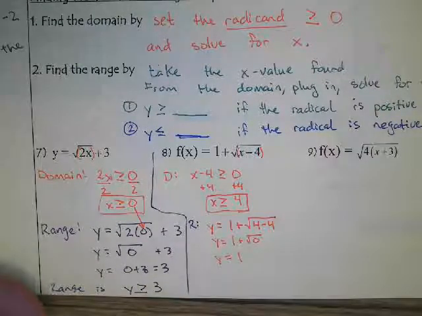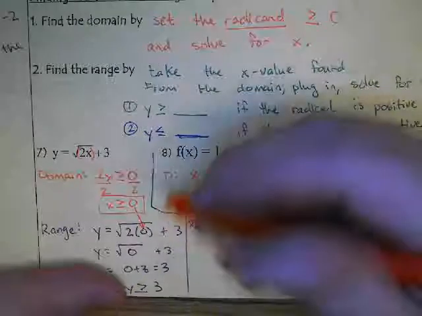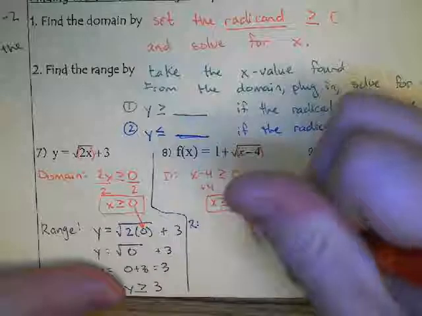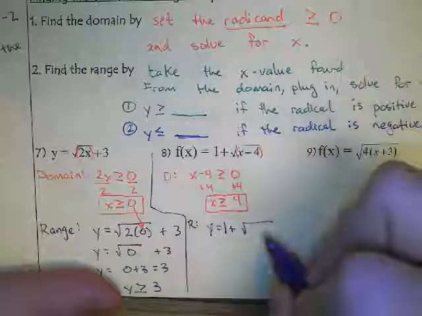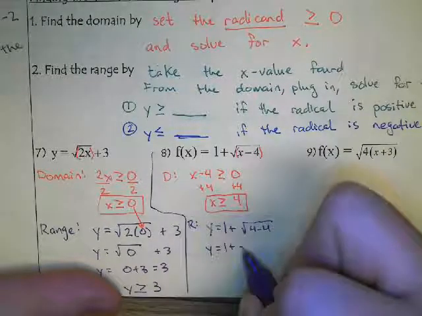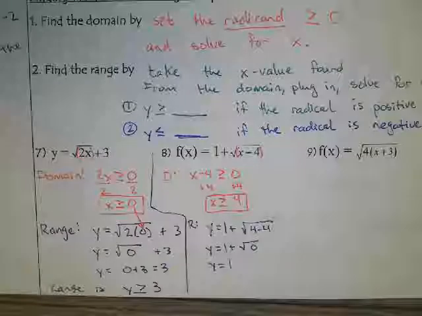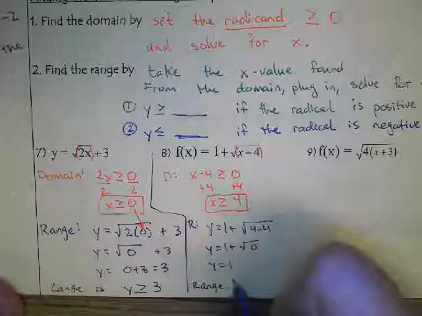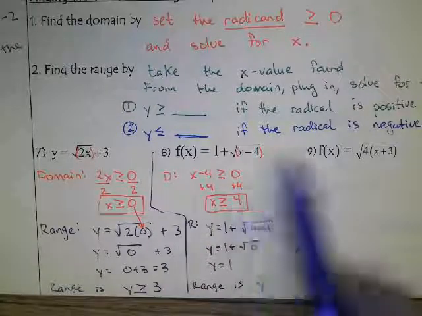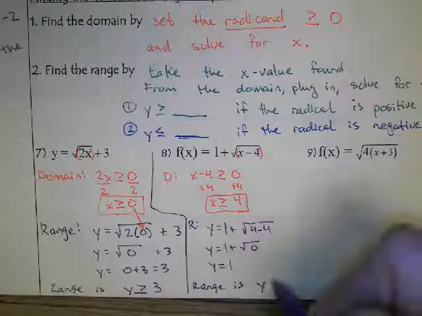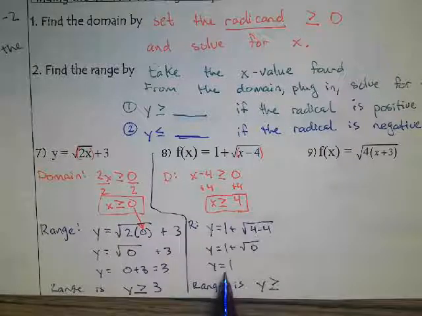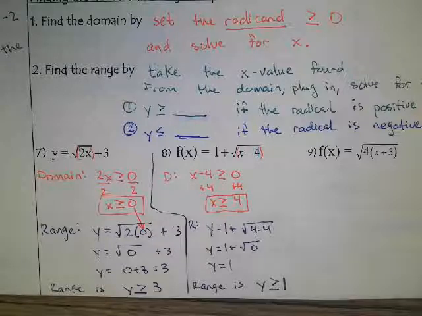Now I can say the range is y. Now is y going to be greater than or equal to or less than or equal to? Well, my radical is positive. There's no negative in front of it, so I'll use greater than or equal to, and then that value that I found right here, 1. Like that. So that's how we can find the domain and range.